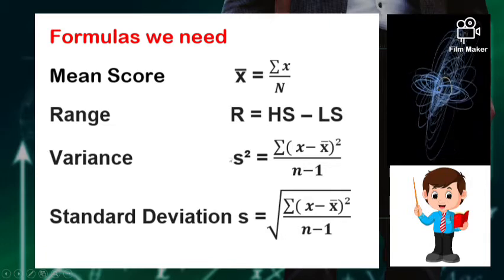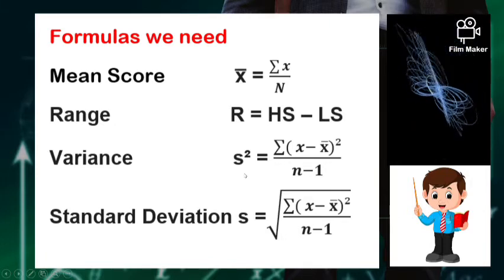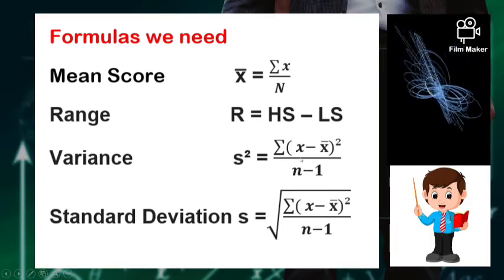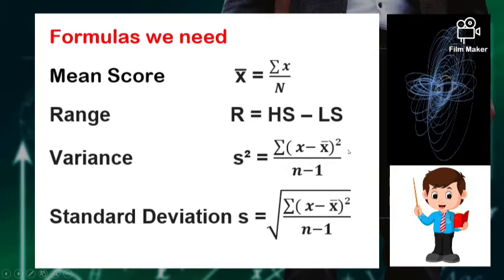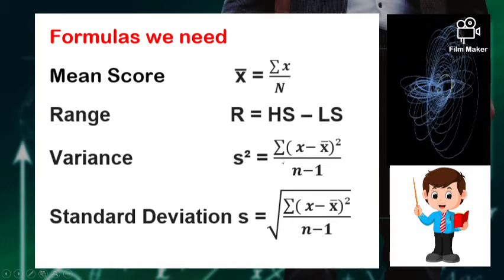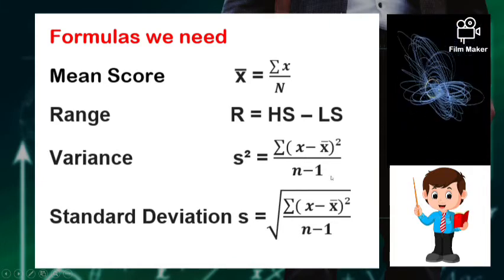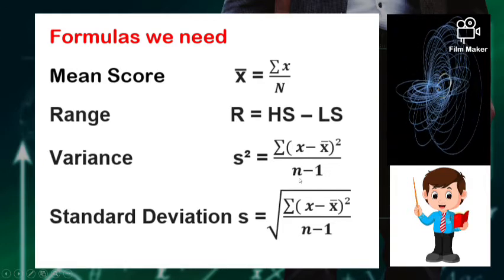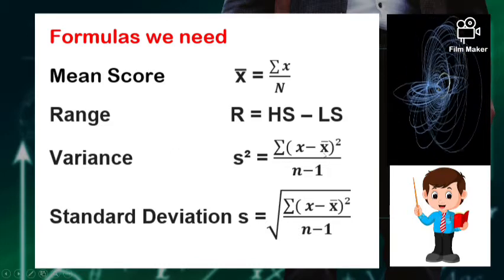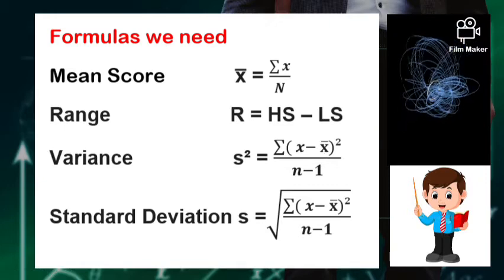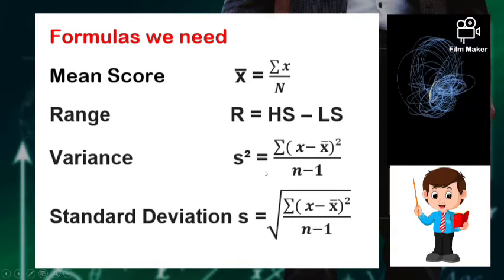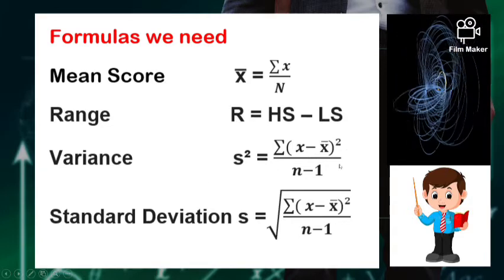For the variance, you have to be familiar with this one. S squared is equal to the sum of the quantity x minus the mean, squared, all over n minus 1, where n refers to the total number of observations. Above the numerator you see how the mean is used: x minus the mean, squared. We will solve the variance that way later on.